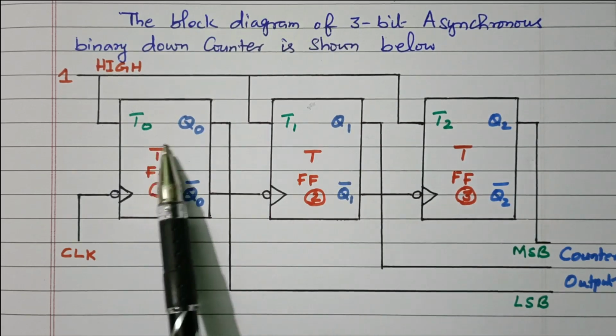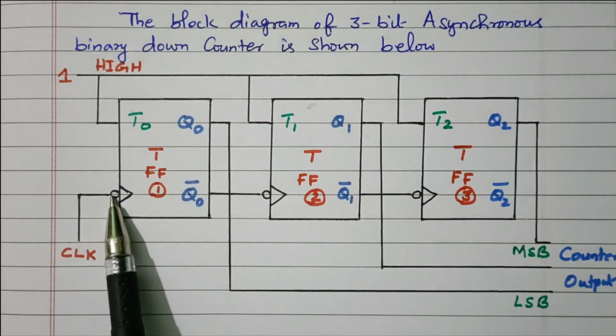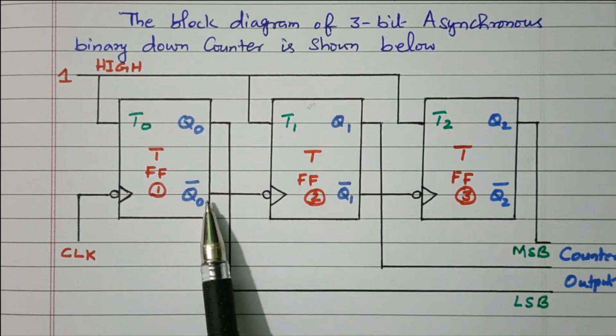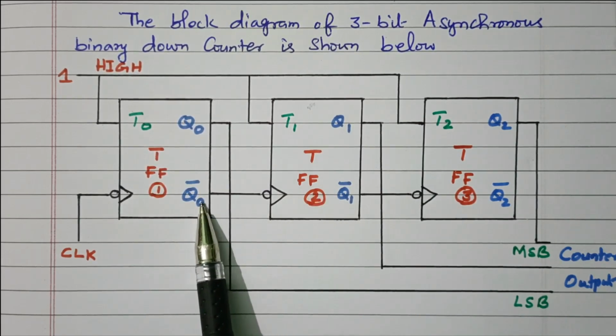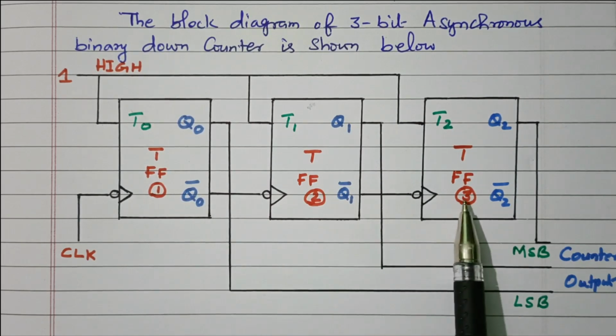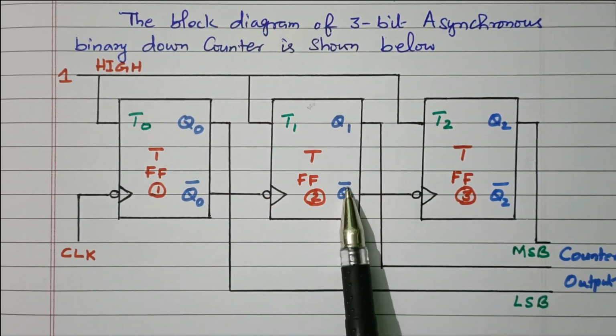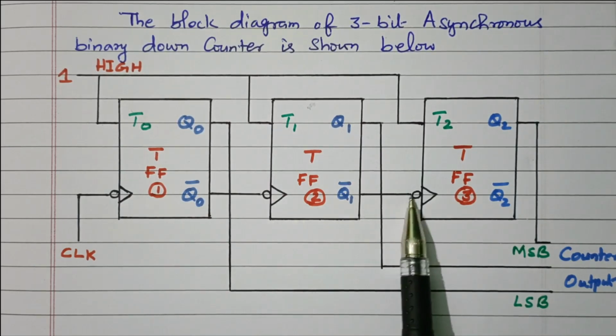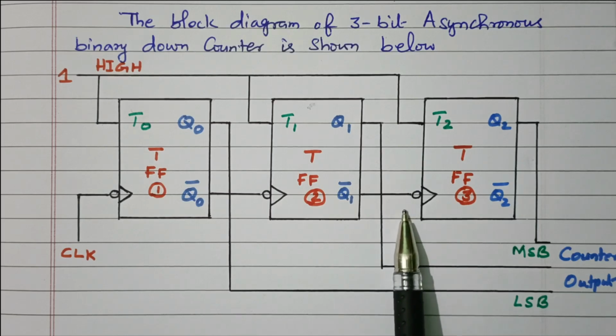So the first flip-flop output changes on every clock pulse. The second flip-flop is clocked based on the Q0 bar value. The third flip-flop is clocked based on the Q1 bar value. So this is connected. This is also inverted; negative edge triggered clock pulses are given.